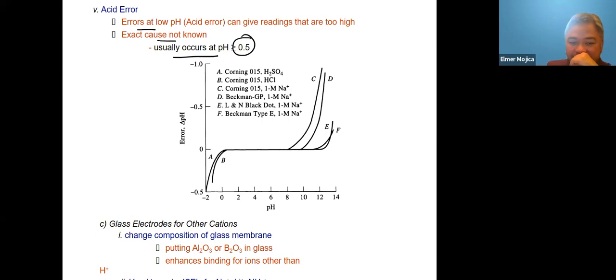Okay. Now, another thing that you can consider here is the glass electrode for other ions. Kasi hindi lang naman pH electrode eh. So, you can change the composition of the glass membrane. So, instead of your silicate, pwede mo gamitin yung aluminate tsaka borate in glass. And both of them would enhance the binding for ions other than H+. Pag yan yung materials na meron ka. Okay? So yan yung, we could say, some of the errors that you can have from having high pH or low pH.